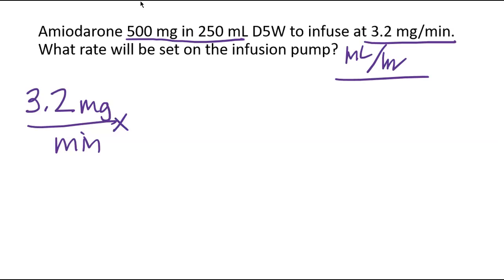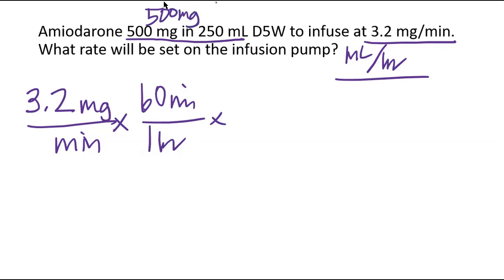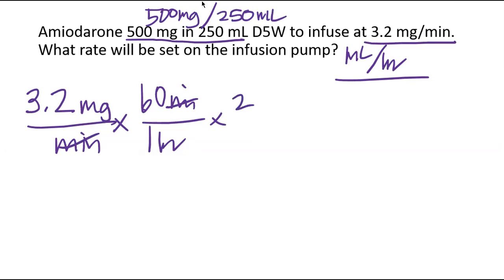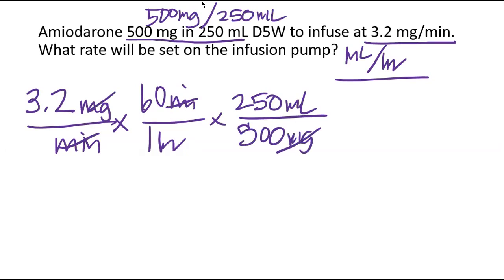So let's go here and say 60 minutes is 1 hour. And then let's plug these in here. This is 500 milligrams in 250 mLs. So let's flip that. See, we got rid of minutes here. Let's flip that so that milligrams get canceled out. So let's go 250 mLs divided by 500 milligrams. So we can cross out the milligrams, and we can also cross out one of these zeros.